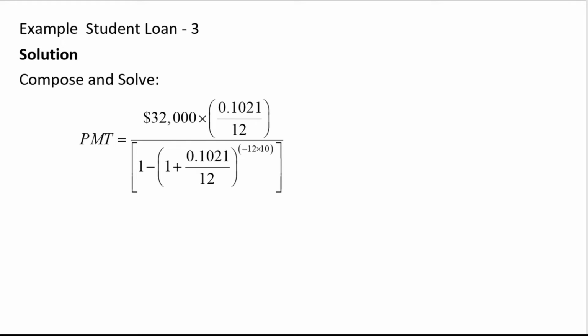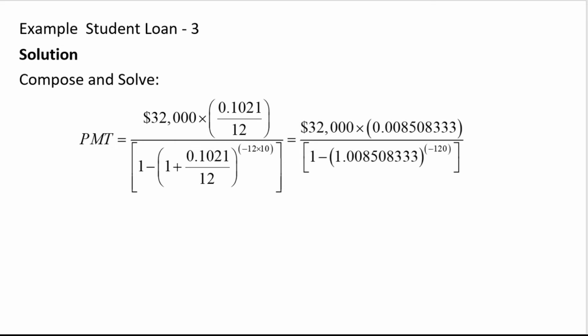So that becomes 32,000 times 0.1021 divided by 12, which on your calculator is 0.0085083333, divided by 1 minus, and in your calculator compute 1 plus 0.1021 divided by 12, which becomes, and you would write in parentheses, 1.0085083333 close parentheses raised to the power of negative 12 times 10, which is negative 120, close brackets.